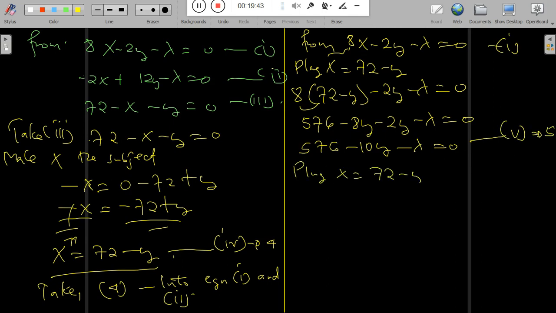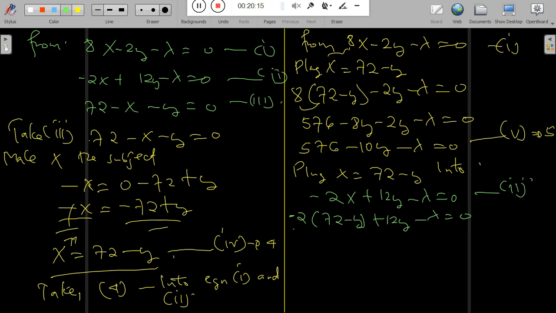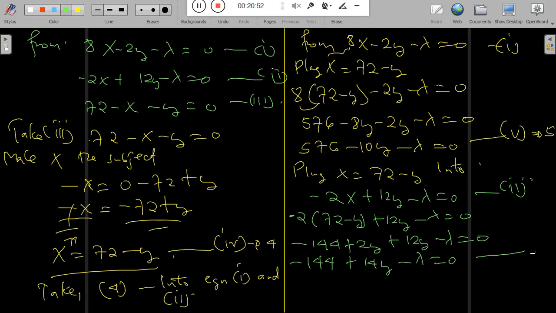Now let's plug in the value of x into the second equation, that is −2x + 12y − λ, which is equal to 0. We plug in the value of x: −2 times (72 − y) plus 12y minus λ is equal to 0. Taking negative 2 times 72 gives negative 144, plus 2y, plus 12y, that is 14y, minus λ, which is equal to 0. That is equation number 6.